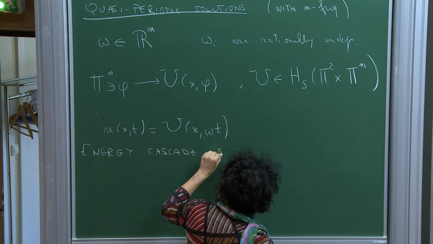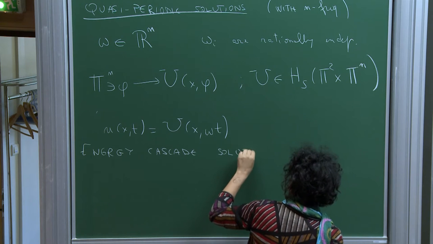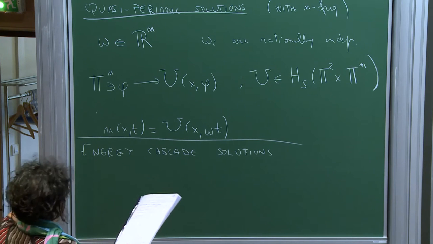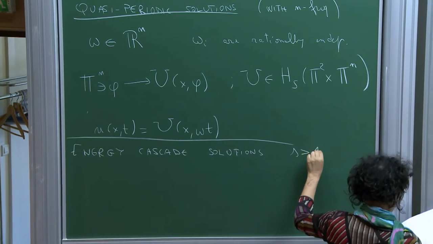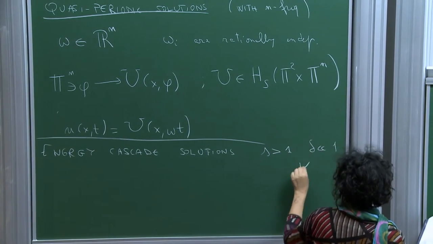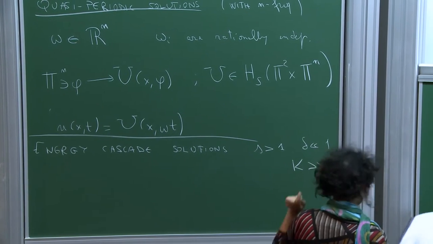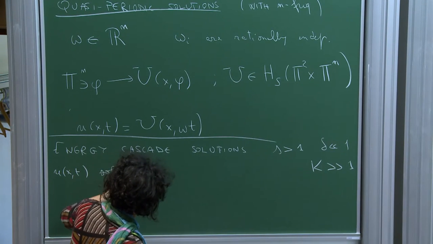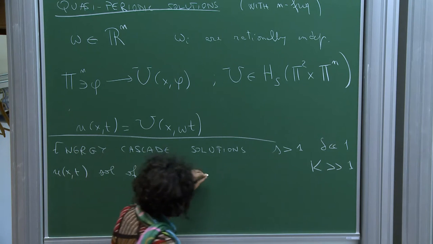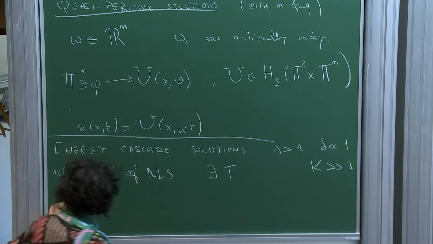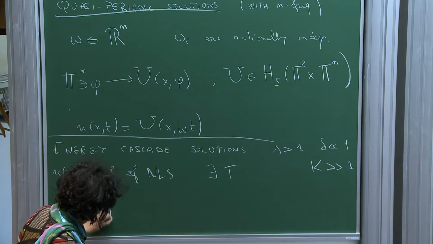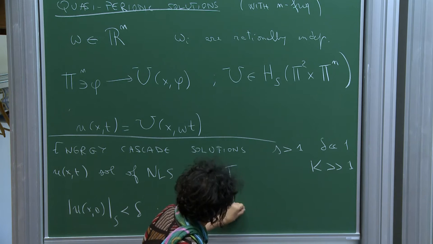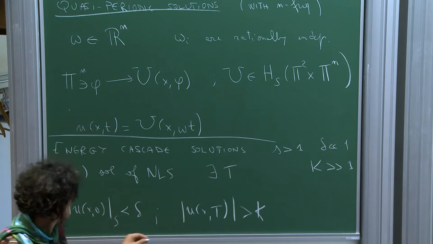Which were the ones I called diffusive. These are pretty famous from the paper of the I-team. And the point is that I want to fix an s which is larger than 1, a delta which is small, a K which is large, and then I want a solution. And I want that there exists a time such that the initial datum in H^s norm is small and at time capital T, the H^s norm is large.